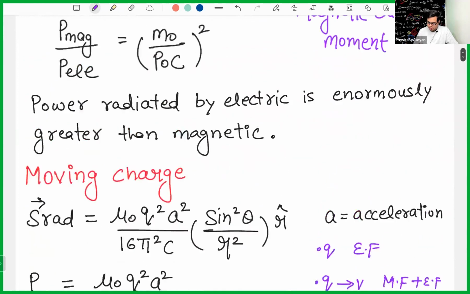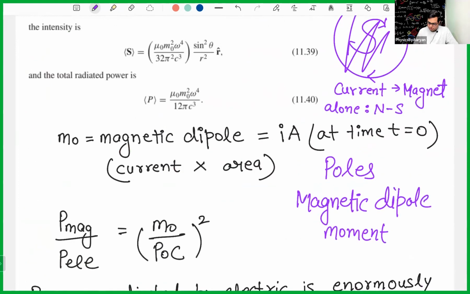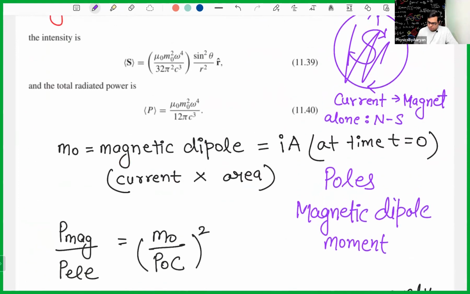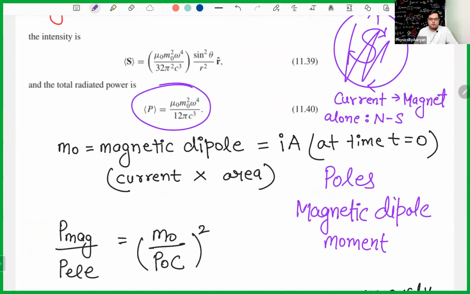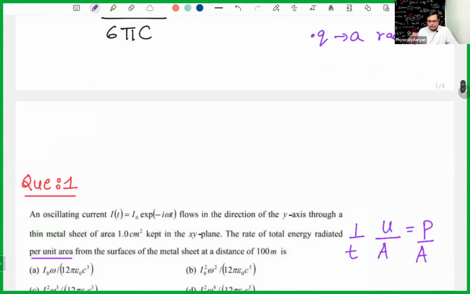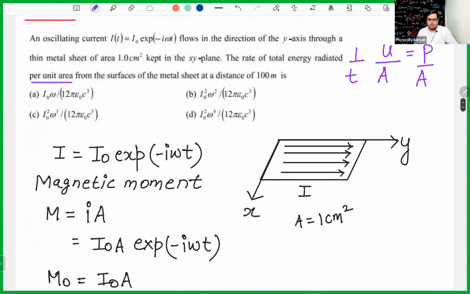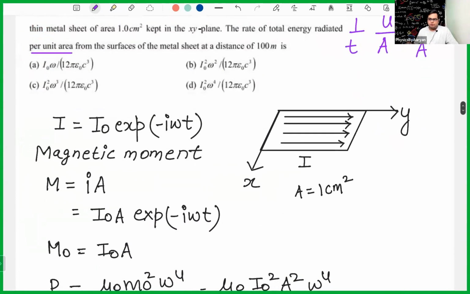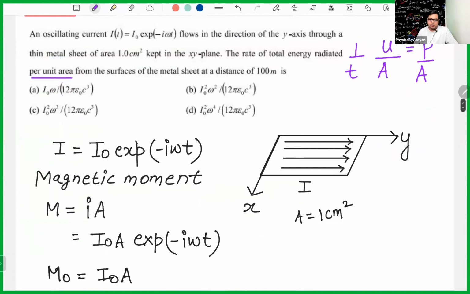So let's begin with our formula. Which formula should we use first? So this is our power formula. Let's use the power formula, or you can even use the intensity formula as well. I'm here using the power formula and then I will divide by area. So I will get my answer.